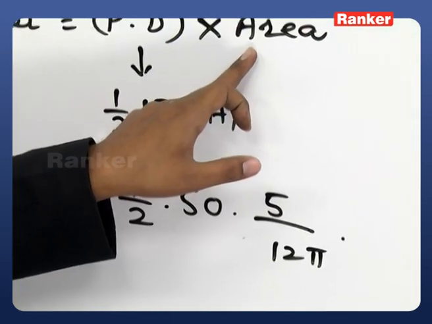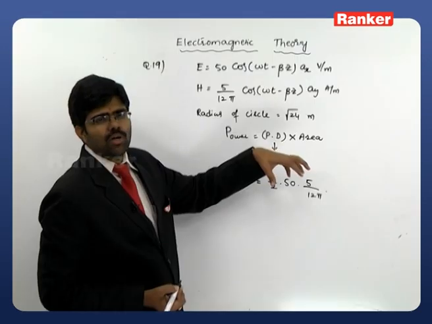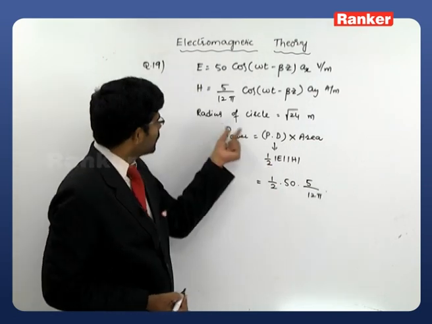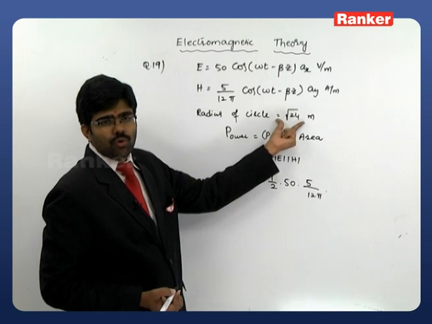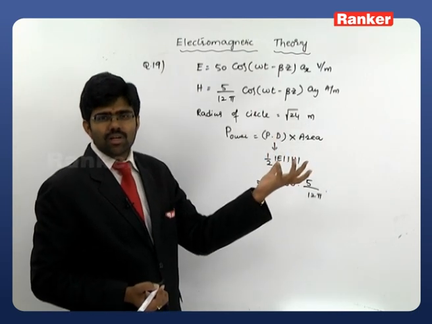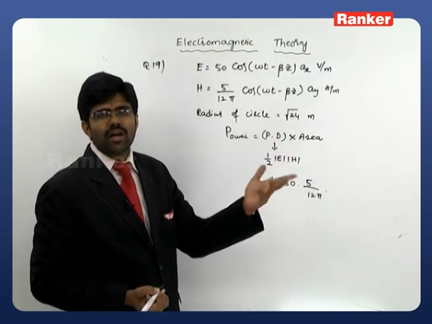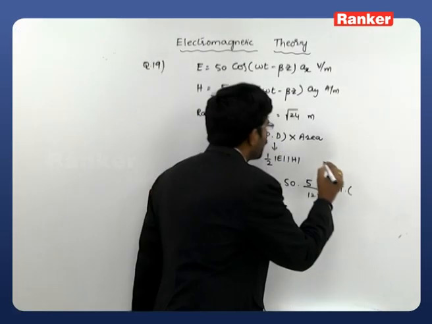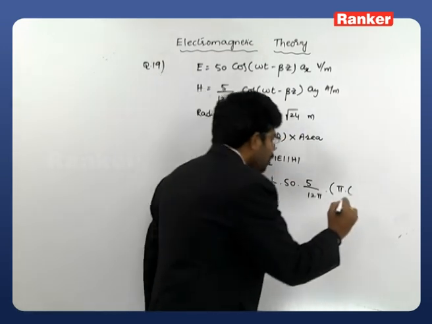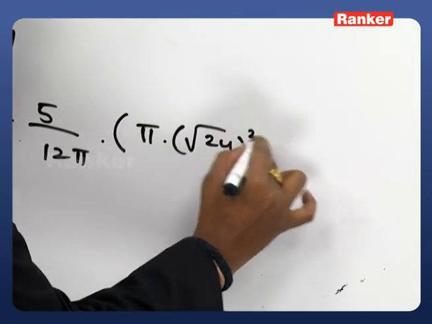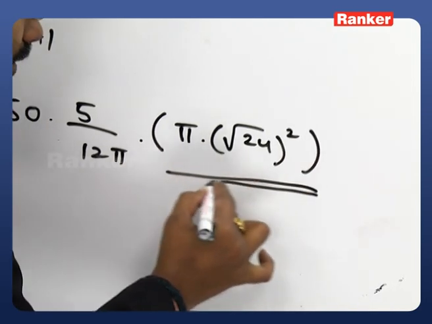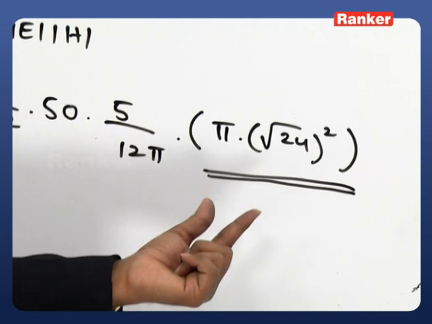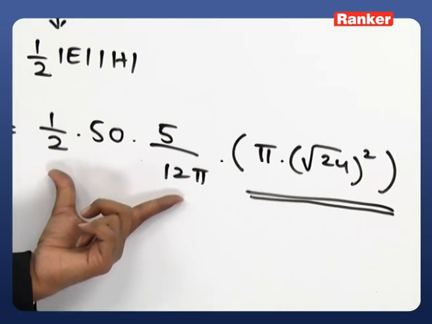And what is the area of the particular region we are considering? Here a circular region, and it has radius under root 24. So what is the area of the circular region? Pi r square, pi into radius square. So I am writing directly pi into radius square, where radius is under root 24 squared. So clearly identify this quantity, that what I am writing is the area in which we are calculating the power, which is multiplied with the power density.